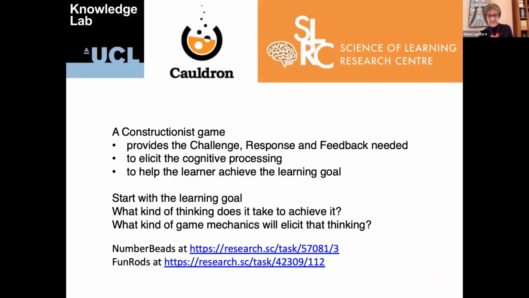in this case. So to summarize all that, a constructionist game provides the type of challenge, response, and feedback which is needed to elicit the cognitive processing to help the learner achieve the objective. And from the game designer's point of view, that means you start with the learning goal, decide what kind of thinking it takes to achieve it, and what kinds of game mechanics elicit that thinking.